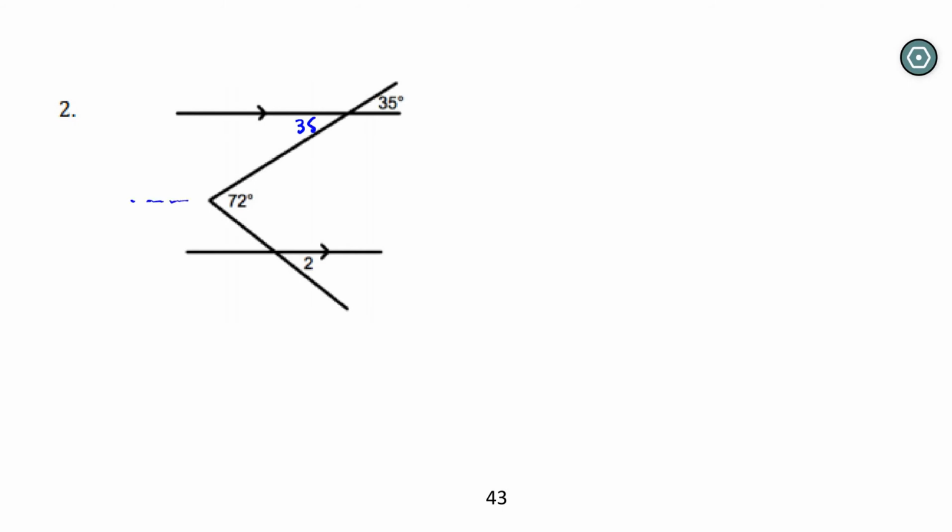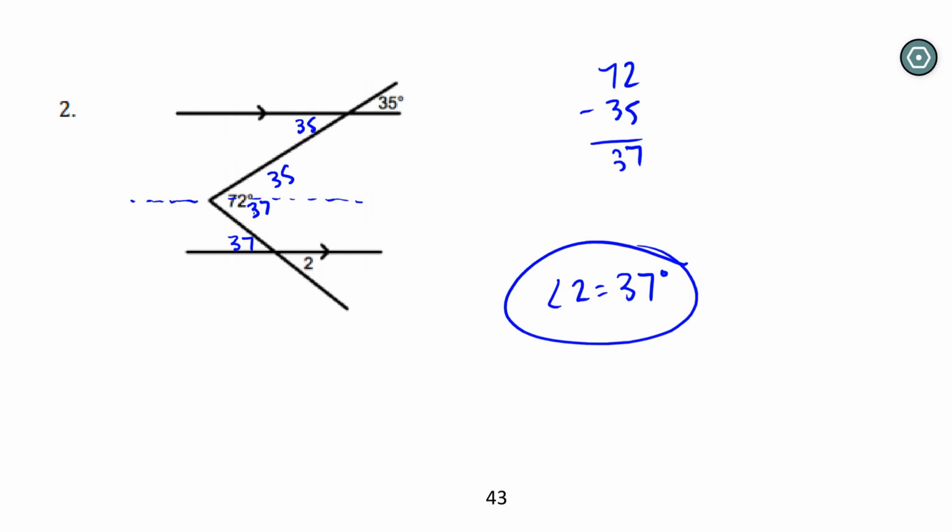I know if I draw in my auxiliary line here, this angle becomes 35. And if the angle in the middle is 72 and part of it's 35, that means the other angle is 37. If that angle is 37, I know the alternate interior angle is 37. And angle 2, well, that's vertical to 37, so that angle is 37 as well.